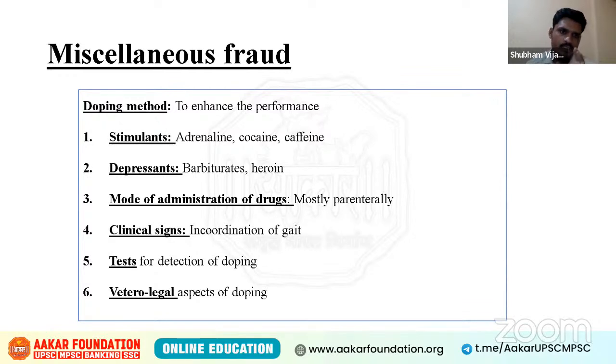So for doping, what different types of agents can be used? Either stimulants, including adrenaline, cocaine, caffeine, or depressants, like barbiturates, heroin. And the mode of administration of drugs is mostly parenteral, but it could be oral also. Clinical signs: incoordination of gait is the primary clinical sign, and other signs are there, but it depends upon what type of doping agent has gone inside the body. Then tests are there for the detection of doping. This also depends upon what type of agent is involved.